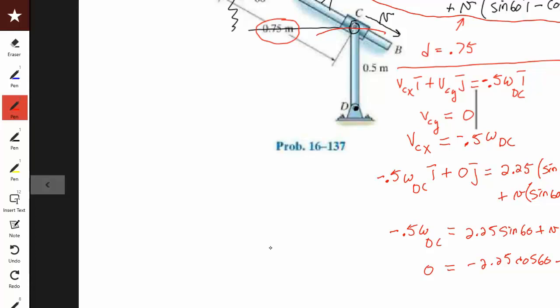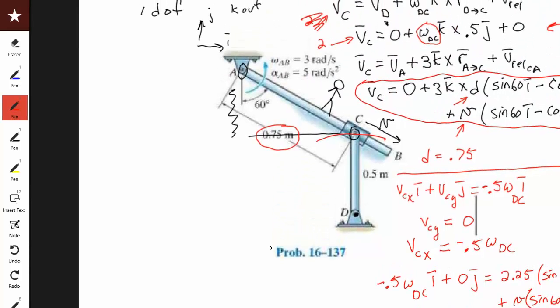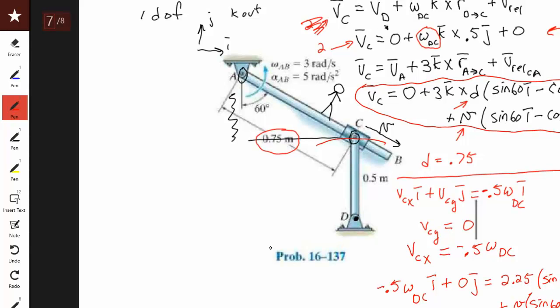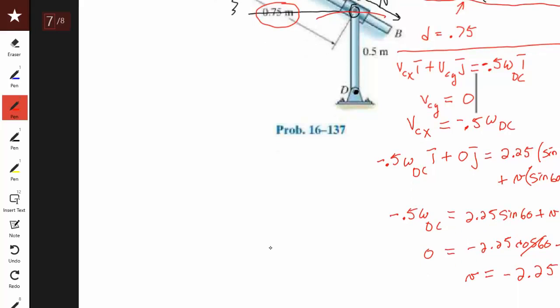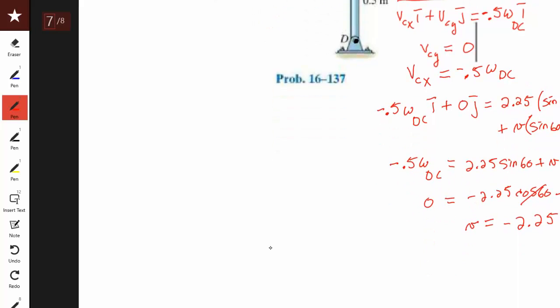Okay, so if you want to solve this guy, all right, then just divide this guy by the cosine of 60, and you'll find that v, little v, is equal to a negative 2.25. Okay, so that means that this collar C is actually coming in. Not sure that I guess I believe that. Anyway, if I haven't made a mistake, it's coming in. And now that I have v, I can put it into this other equation and then solve for omega dc.